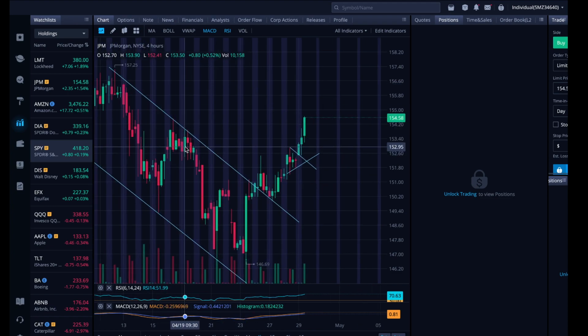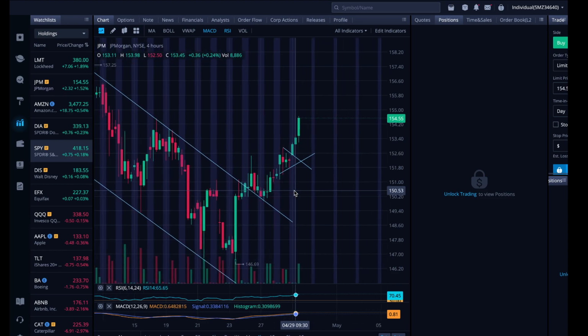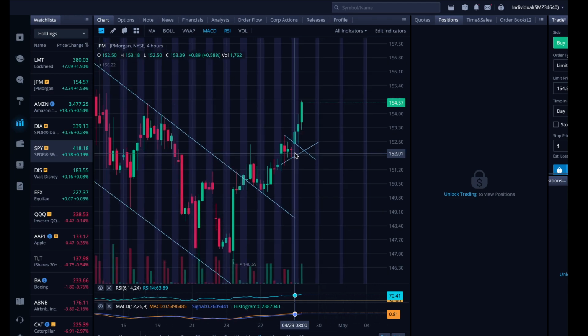So here we have our descending channel, kind of a downward trend. Once we start breaking out of this channel, we start doing our waves, and then we check our waves here. Now with this wave, we're actually triangulating here. So this would be a good example of an impulsive wave up.